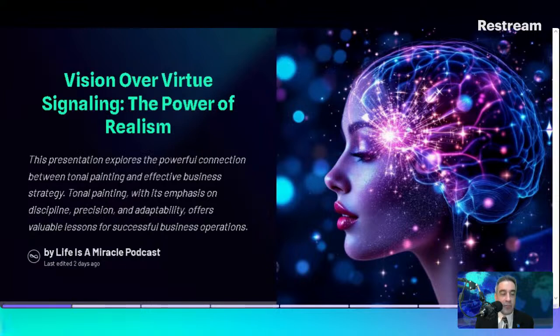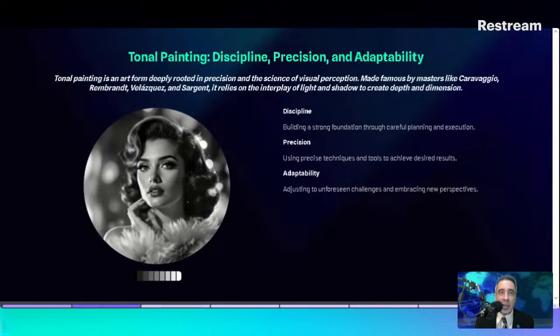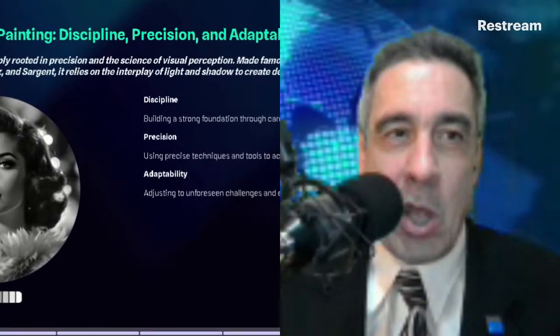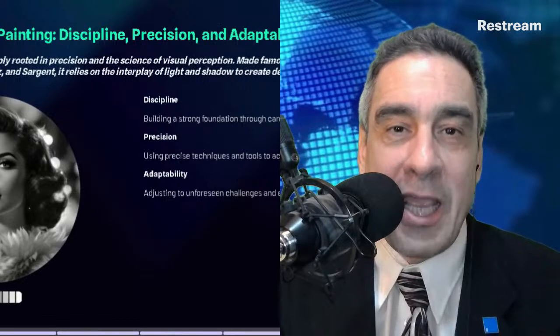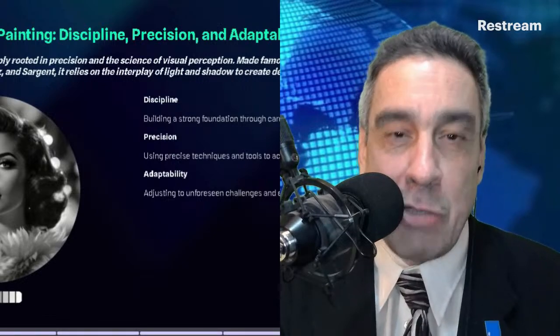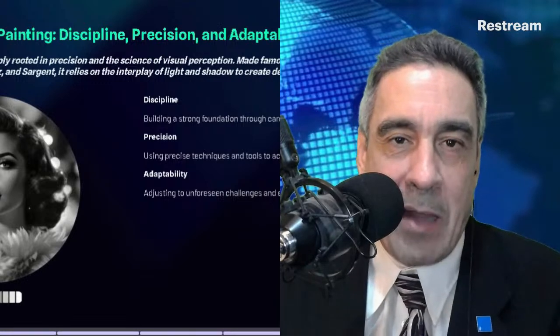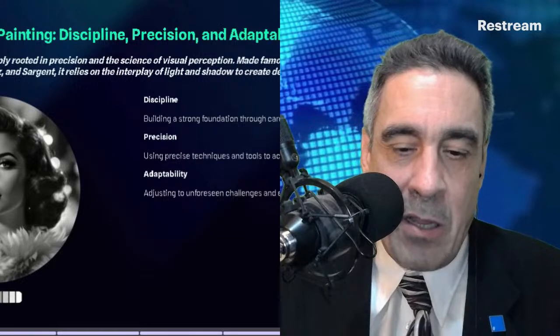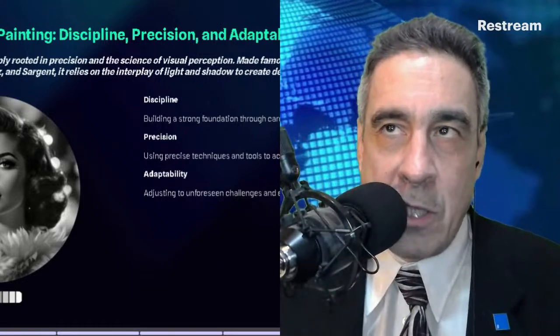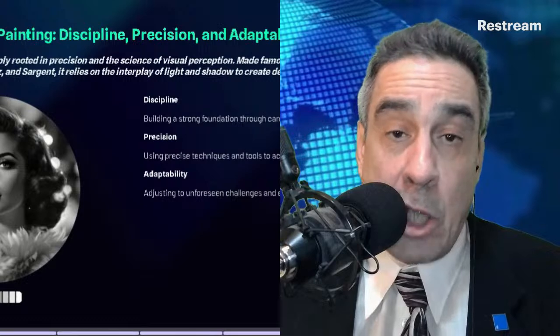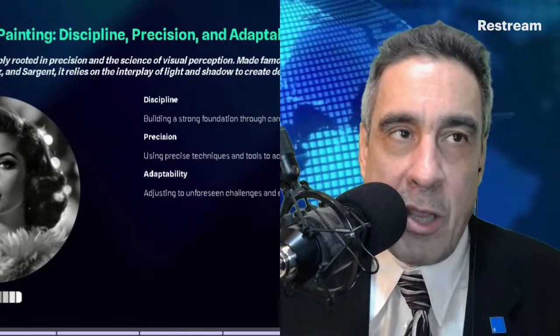Vision over virtue. False moral superiority. All right. So tonal painting is all about discipline, precision, and adaptability. Just like in business, you need to be disciplined, you need to be precise, but at the same time, you have to have a balance of adaptability, the ability to work in a chaotic environment, and the ability also that when you make a decision to act with precision.